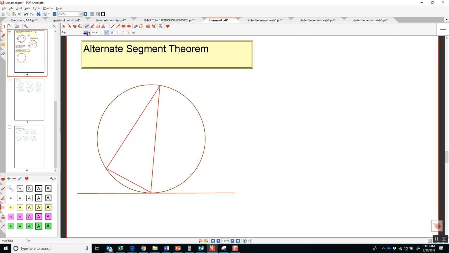So for this one, we have this angle in here, which is always equal to this angle over here. And this angle in here is always equal to this one up at the top.